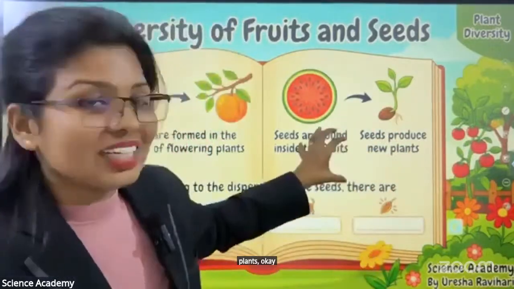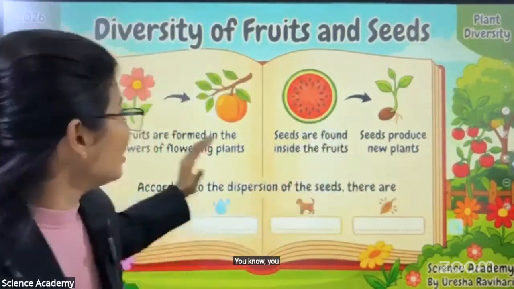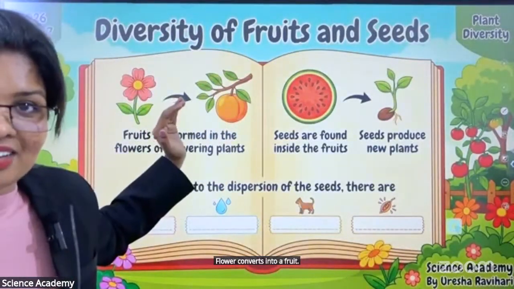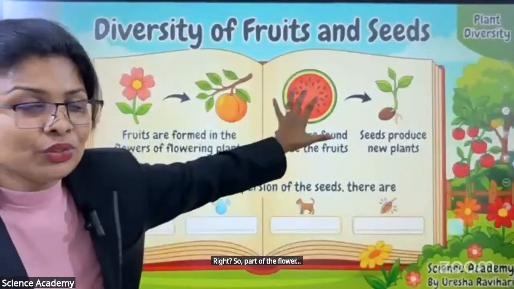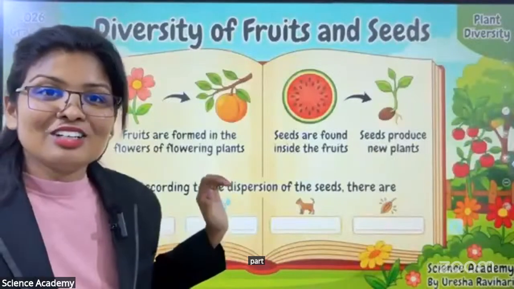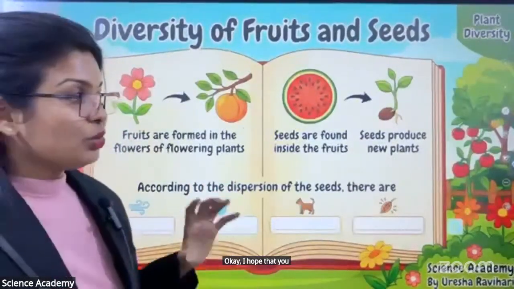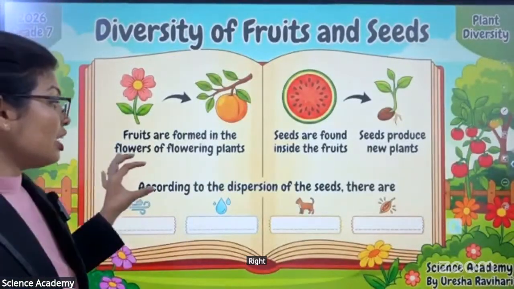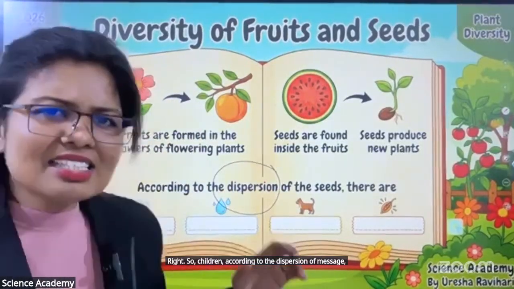Okay, children, you observed that the flower converts into a fruit, right? So part of the flower developed into part of the fruit. I hope that you observed or you get the idea. So children, according to the dispersion of the seeds, what is dispersion?